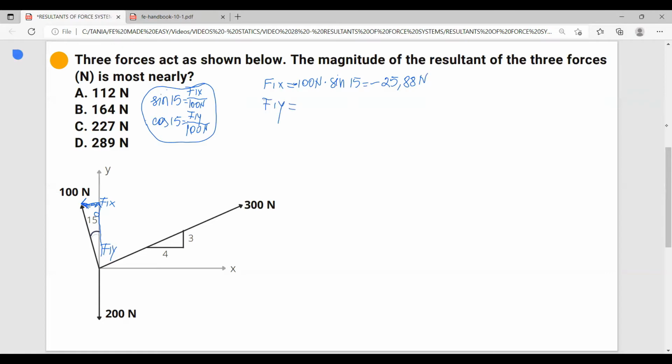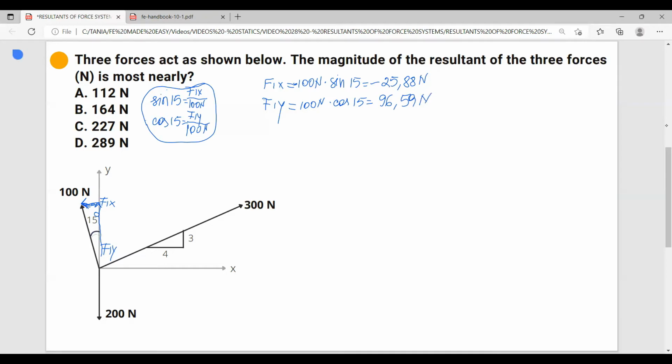And F1y equals 100 newtons times cosine 15 equals. So first, let's talk about the sign. The positive sign goes upward and my force also goes upward. So I'm going to have a positive force, and I multiply cosine 15 by 100, getting 96.59 newtons.